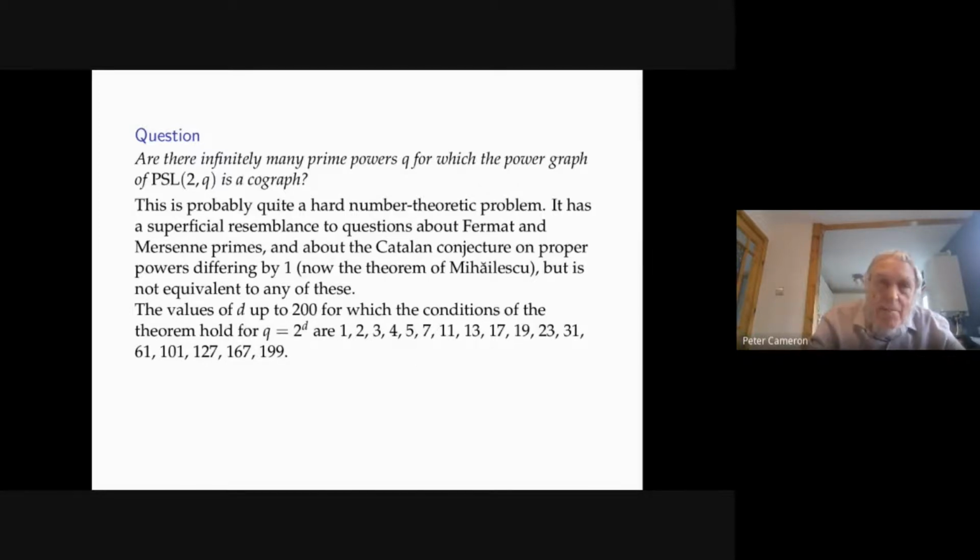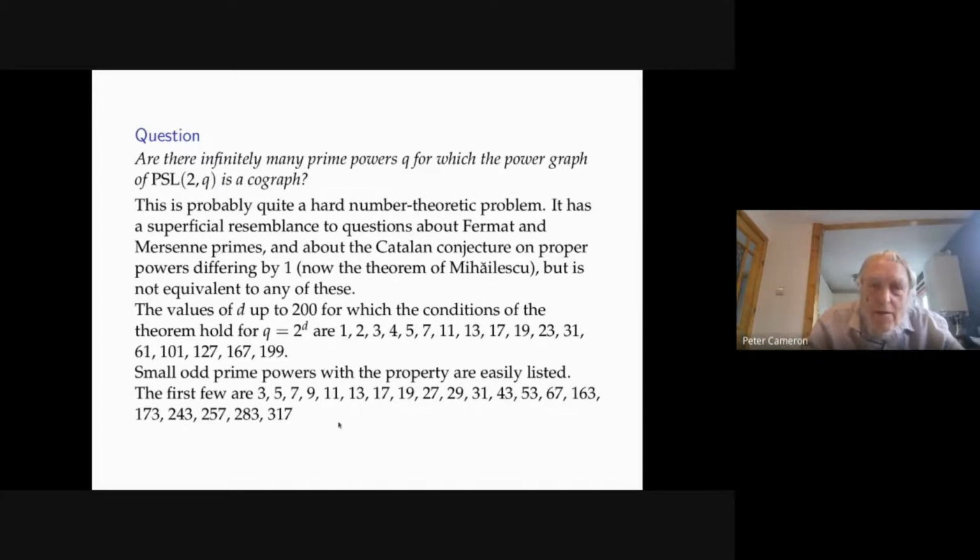So there's a number theoretic question, which I don't necessarily expect to see a solution of. And there are quite a few odd prime powers that work as well. So here's a list: 3, 5, 7, 9, 11, 13, 17, 19. You notice that 23 is missing. Let's just look at that. For PSL2 23, the power graph is not a cograph because what we have to do is take 22 over 2, which is 11. That's prime, that's okay. But 24 over 2 is 12, and 12 is 2 squared times 3, so it's neither a prime power nor a product of 2 primes.